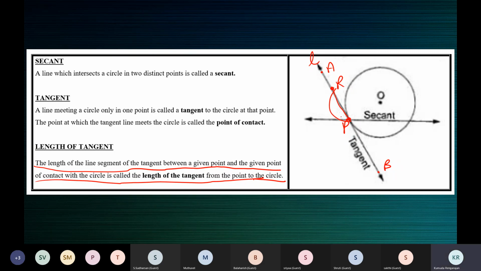So this is the point of contact, and this is a point on the tangent. This distance between the point of contact and any point on the tangent is called the tangent segment. So PR is a tangent segment. PA is a tangent segment. PB is a tangent segment.